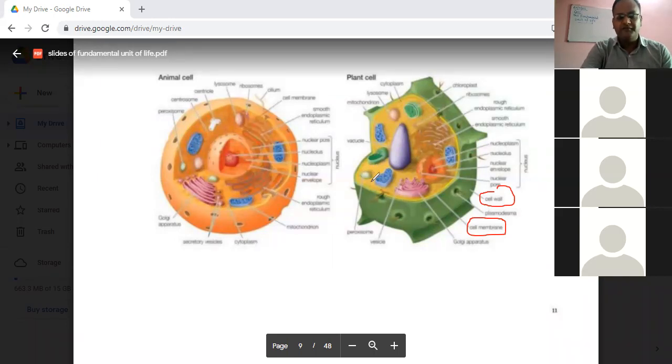Now, one very important difference is the presence of the plastid. The plastids are of three types: leuco, chromo, and chloroplast, which is responsible for the green color and the color of the vegetables. If we diagrammatically compare the plant and the animal cell, we won't find the cell wall in the animal cell, and also the plastid in the animal cell.